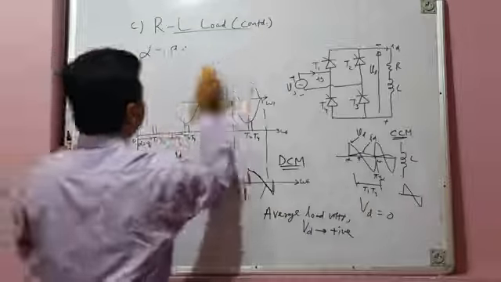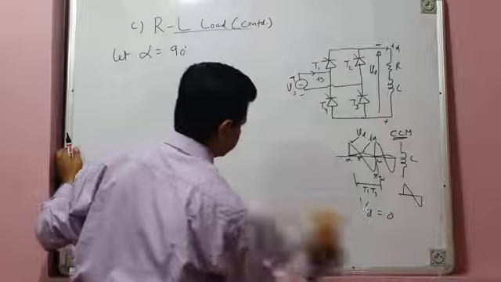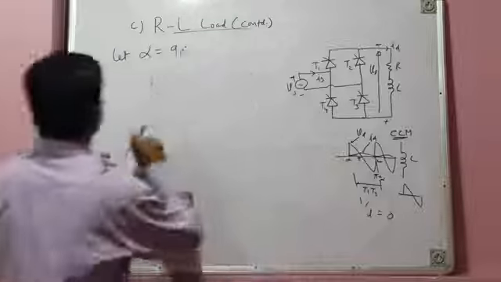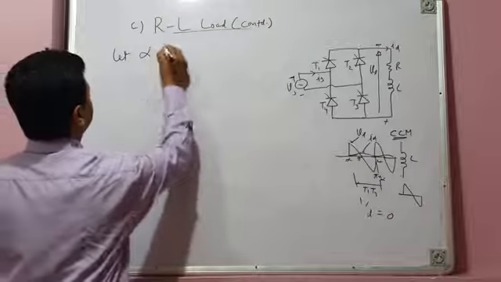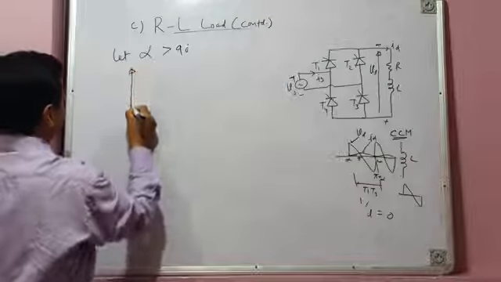Let us now see what happens if alpha is greater than 90 degrees. Let alpha be greater than 90 degrees. We will now take alpha greater than 90 degrees.